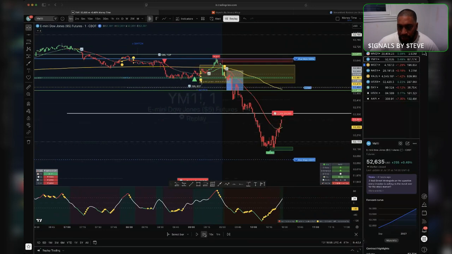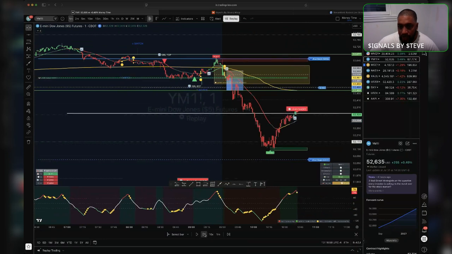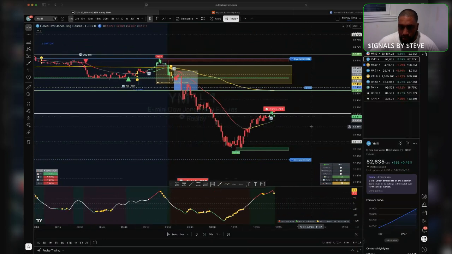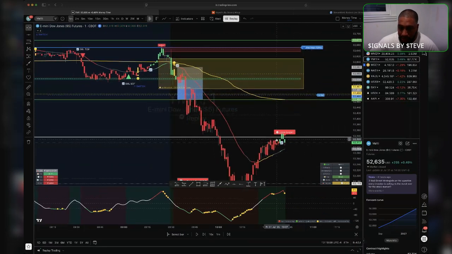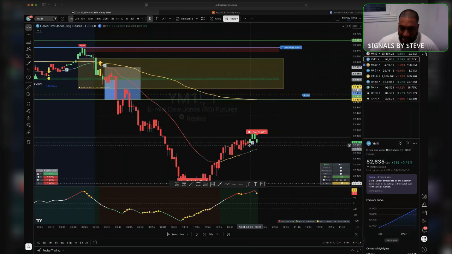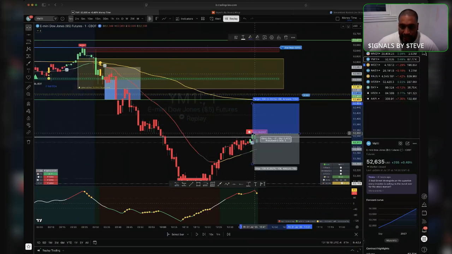We're going to wait on the next opportunity when it presents itself. If I play this forward, there is our reversal. There's our reversal signal on this candle. Now notice it has the lean short. I am not worried about that lean short. I am just looking at the actual signal itself. So on this candle, I am going to look to take this long.